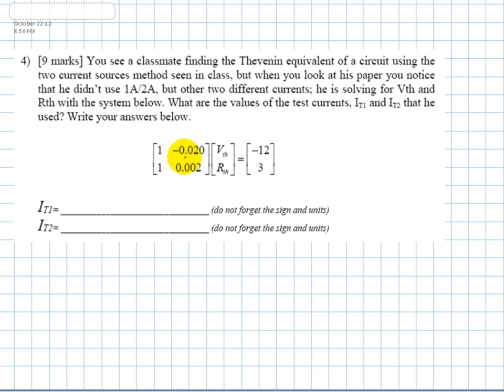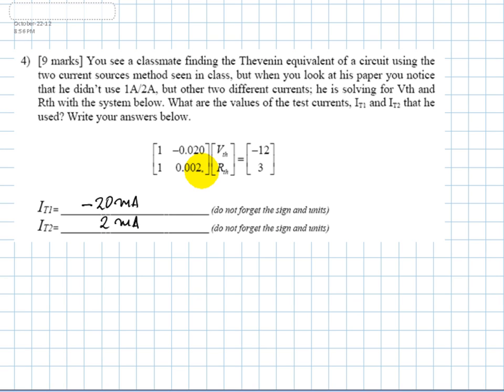If this is the system of equations he's using, according to what we've seen in class, and with the polarities recommended in class, of course, the current of the first test was negative 0.02 amps. You can write it like that, negative 0.020 amps, or you can write directly negative 20 milliamps. Both answers will be graded correct. You don't need to add the extra zeros. We engineers never do. And the second current is 2 milliamps. Or you can write 0.002 amps, and that is also correct.